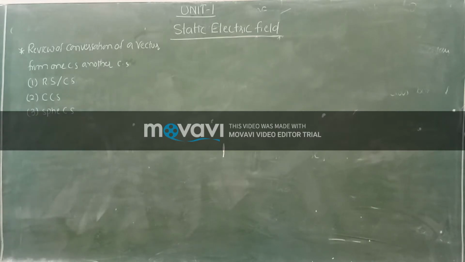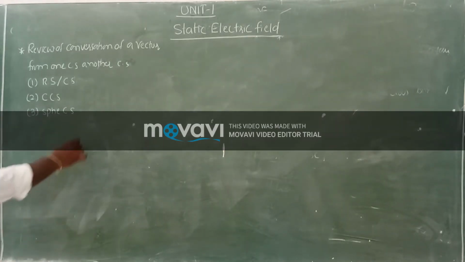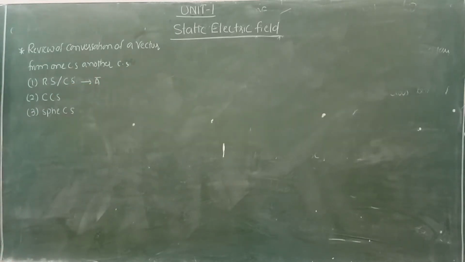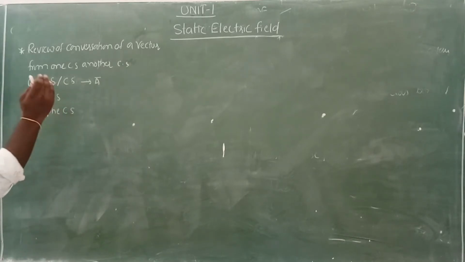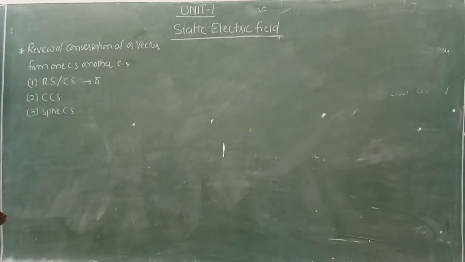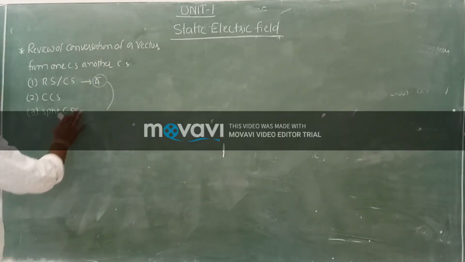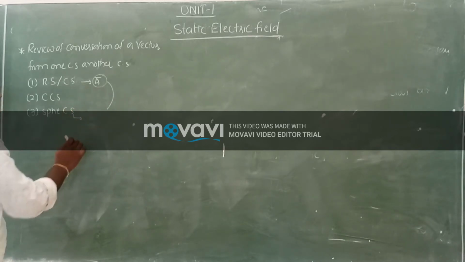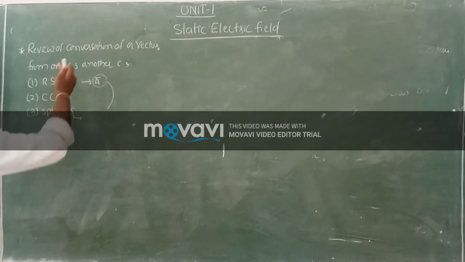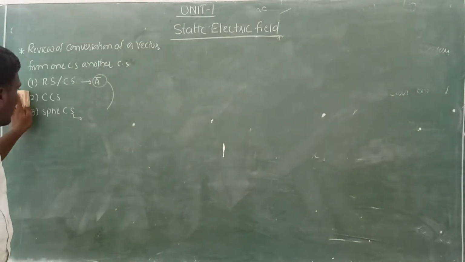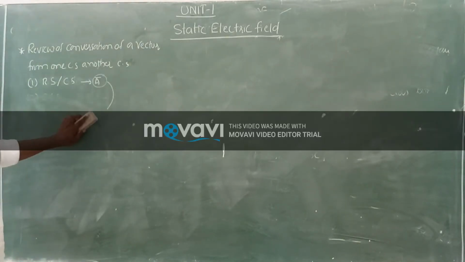Now, in this topic, if you consider a vector A bar in Cartesian coordinate system, how does this vector change in cylindrical coordinate system? Similarly, if you write the same vector in spherical coordinate system, how will we write it? That is the meaning of review of conversion of a vector from one coordinate system to another coordinate system.